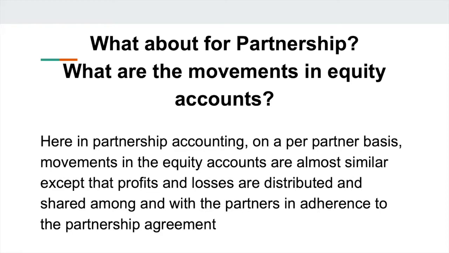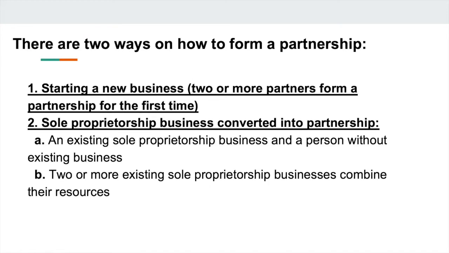It will depend on the agreement in their contract if they will share profits equally and share losses equally. It should be stated in the contract because that's how the partnership will run. So there are two ways to form a partnership. I'll just tell you there are two ways and some examples will be given later on by my partner Pierre Lopez.